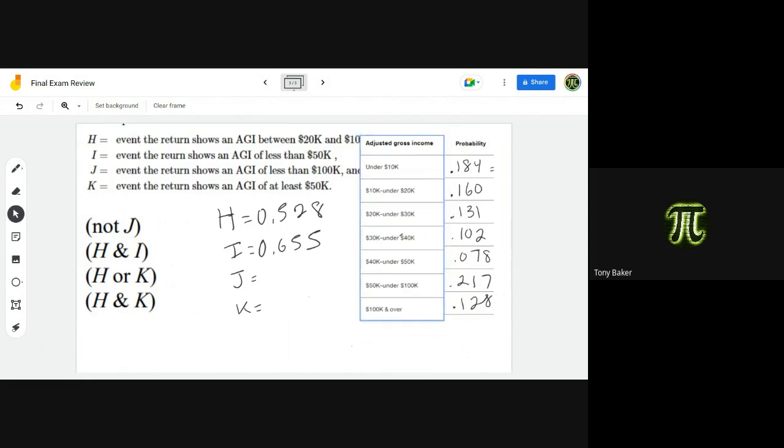J says less than 100K. So this one's, there's only one over 100K. So this one I would definitely do the 1 minus. And I get 0.872. And K says at least 50K. So that means 50K and above. So we're going to add the last 2. We get 0.345.